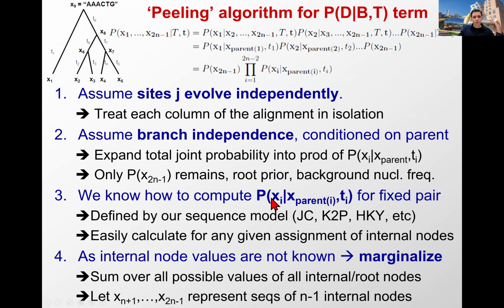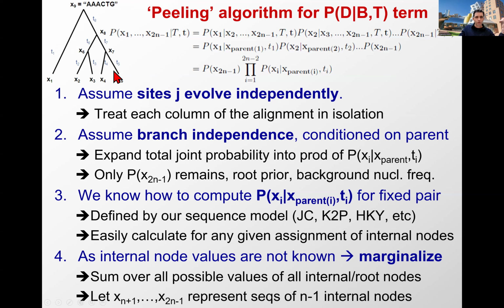Now, how do I compute each of these branches for a single column? It basically says I have a G here and I had an A here. That's just my Jukes-Cantor or cumulative parameter model and so on and so forth. Just a single event, or at least a single branch, isolated from all other branches. I know the parent, I know the child, and I know how many changes there were. So how do I compute the probability of a child given the parent and the time? Well, that's just the model that we have already, and we can easily calculate it for any given assignment of the internal node. And because the internal node values are not known, we're going to basically marginalize.